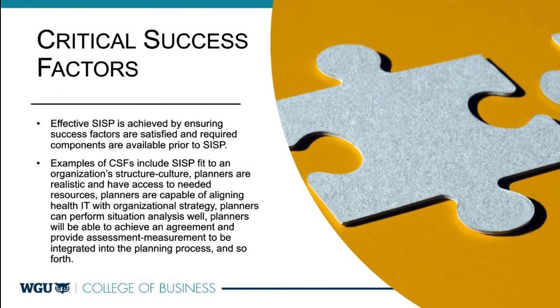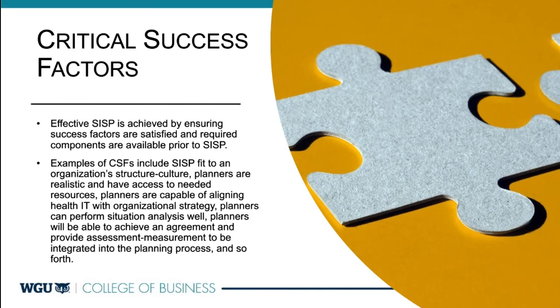Let's take a look at the critical success factors when we talk about strategic information system planning. Ensuring the effectiveness of these systems is achieved by ensuring success factors are satisfied and that they are required components available before we engage in that strategic planning process, right? You don't want to put that strategic plan in place and then have to go back and say, oh, we need to make sure that we have all of these success factors, because at that point we failed.